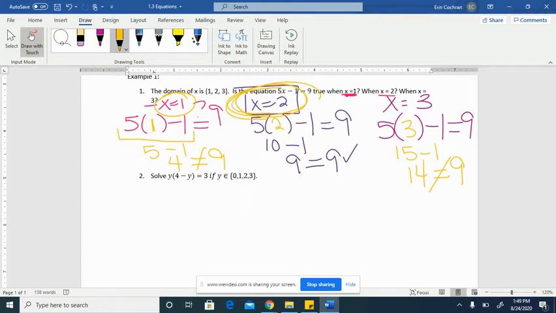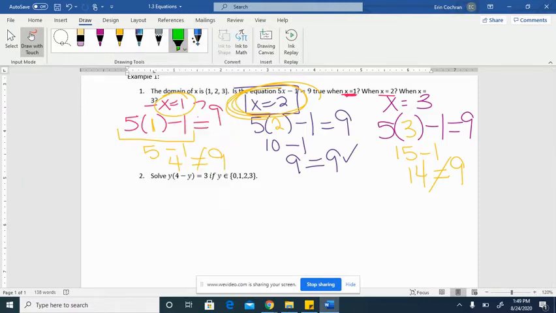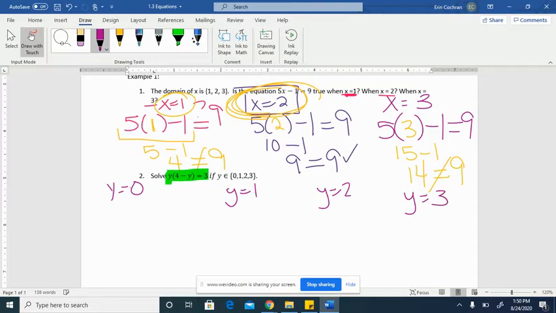Now this one, number 2, is a little bit different because it says solve y times the quantity 4 minus y equals 3, if y is an element of, or y belongs to, the set of 0, 1, 2, 3, and 4. It's just a different way to write it, but we're still looking at when y equals 0, does the left side equal the right side, when y equals 1, when y equals 2, and when y equals 3.